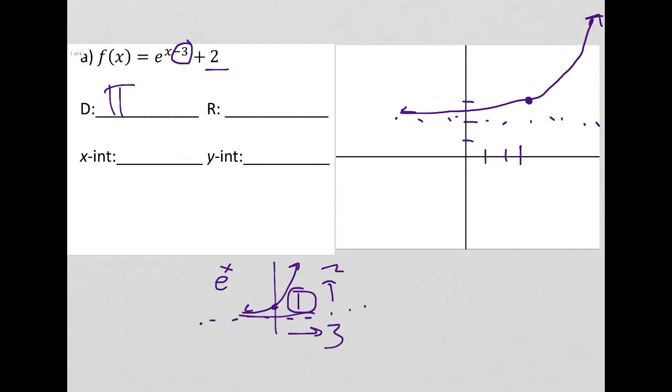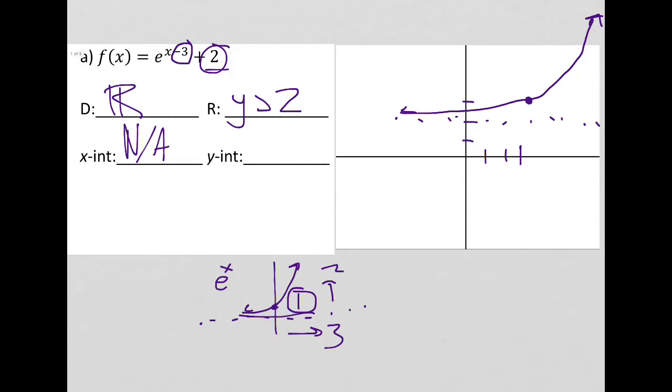Domain is going to be all real numbers, and the range is going to be all y values that are strictly greater than, not greater than or equal to, greater than 2, because we shifted it up 2, and normally this function has an asymptote at 0. So we do not have any x-intercepts because of that horizontal asymptote right there, so that is not applicable.